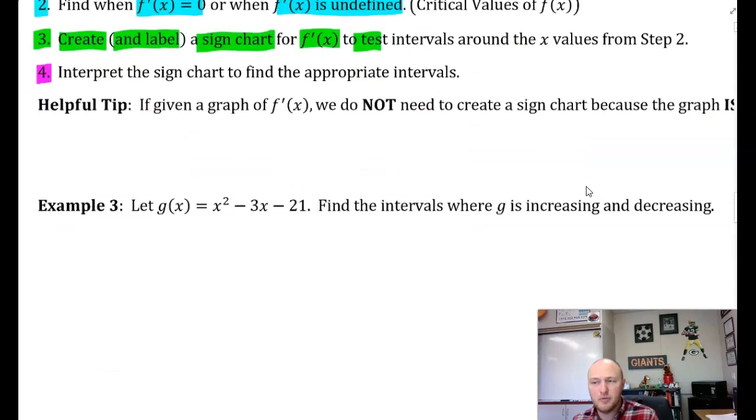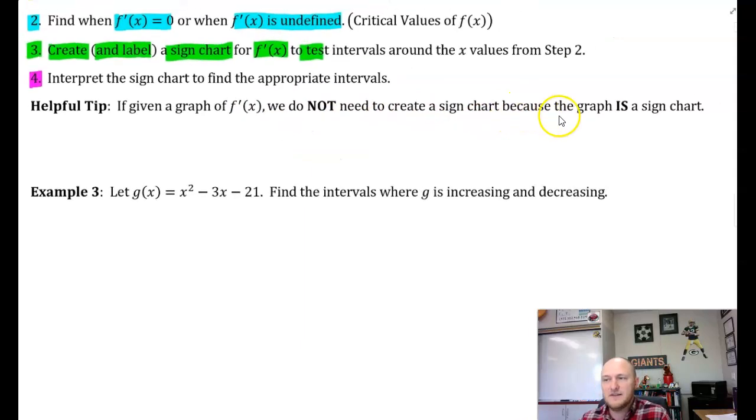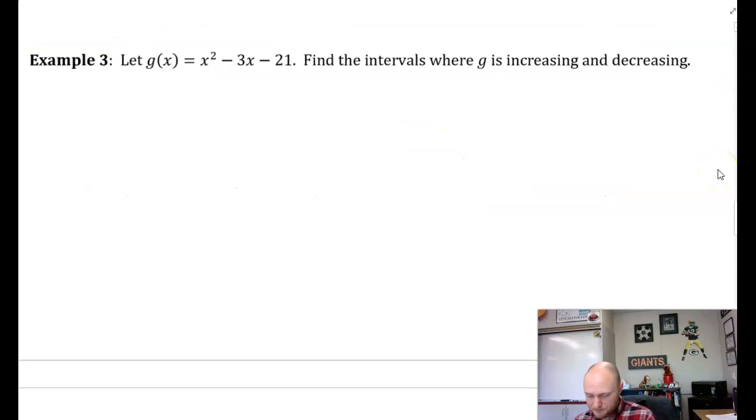So, helpful tip. If given a graph of f prime of x, you do not need to create a sign chart because the graph is a sign chart. However, a sign chart can help you read or interpret a graph. So we'll come up to the graphical examples here in a moment.